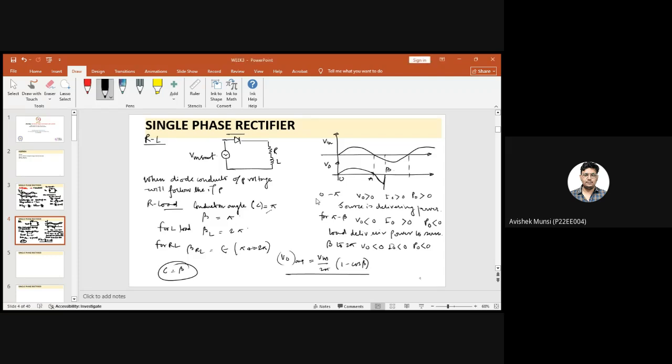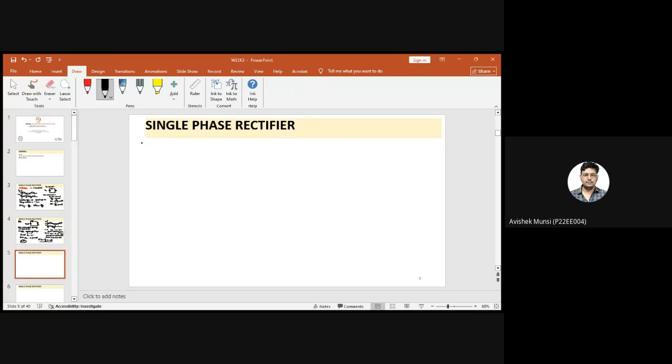Okay, if you have any doubt you can ask. So now the next case, we have an RL load plus a freewheeling diode. In this case we have this diode. This is my input. We have an RL load and we have a freewheeling diode additional to it. So what will happen in this case then? This is my input.